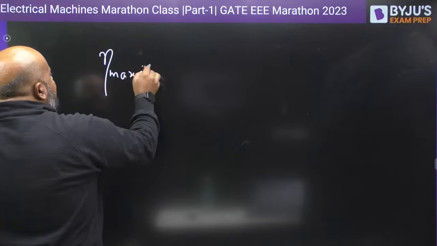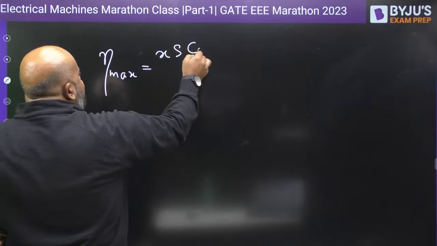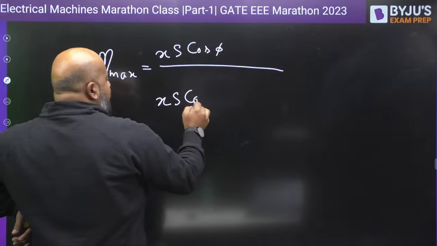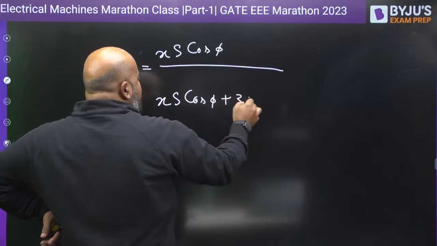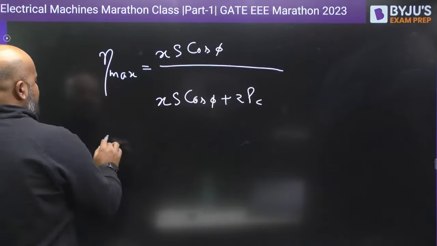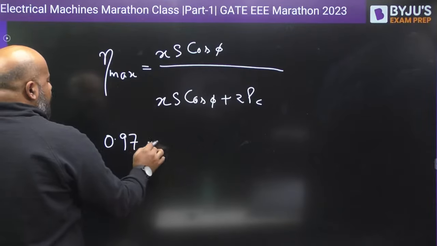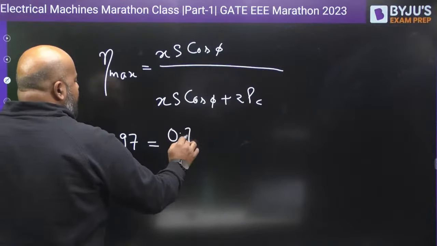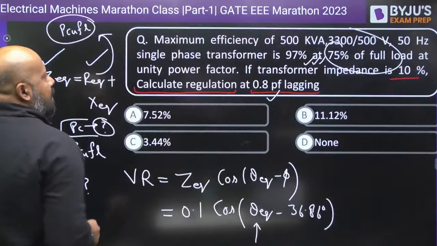Maximum efficiency is X S cos phi upon X S cos phi plus 2PC. What is maximum efficiency? 97%, 0.97. What is X? 75%, 0.75. What is S?